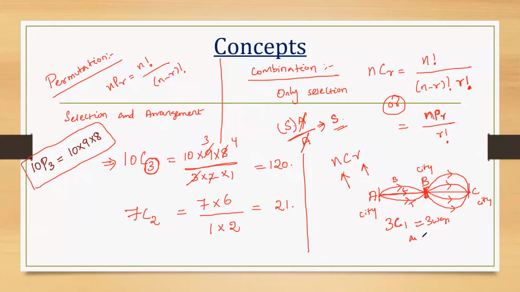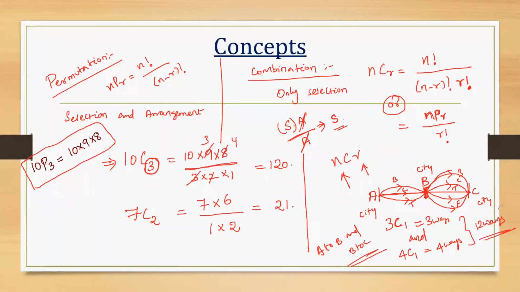And we have to choose from B to C. From B to C, we have 4 modes of transportation: bus, car, train, flight. From that, you will choose any one. You cannot travel in both ways. For a single time traveling, you have to choose any one. So out of 4 ways, you can choose any one. So 4 possible. And that is A to B and B to C. So total number of ways equals 3 into 4, 12 ways.